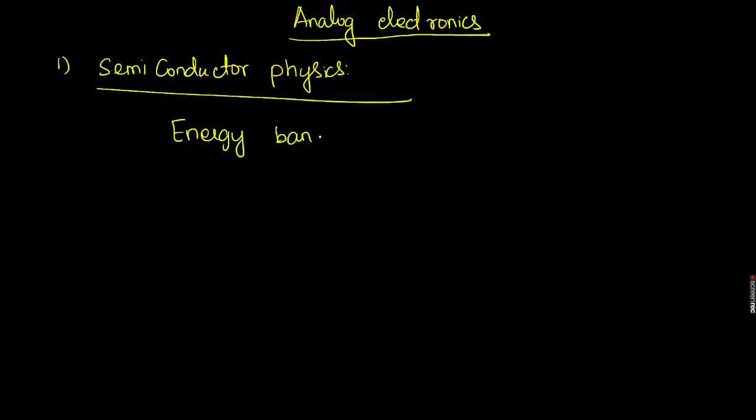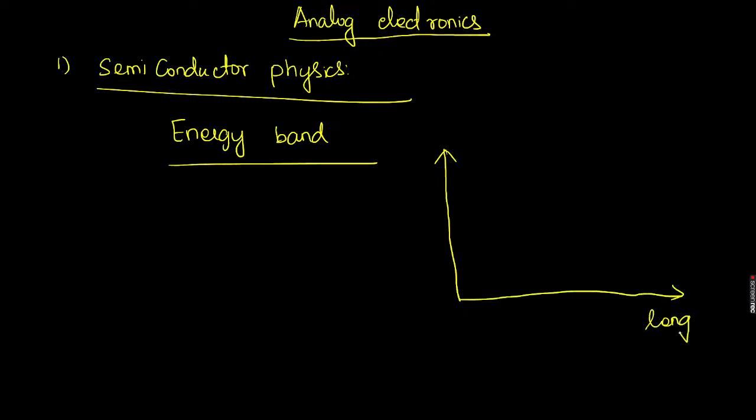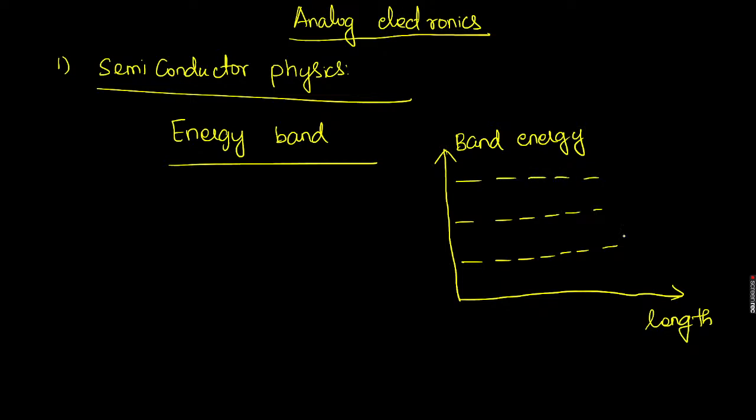How will you draw the energy band diagram first of all? The energy band diagram is drawn between band energy versus length, length of the band, right? So that is length versus band energy. If I draw the energy band diagram, how will it become? There are three regions, right? So let me break it. Region number 1, region number 2, region number 3.